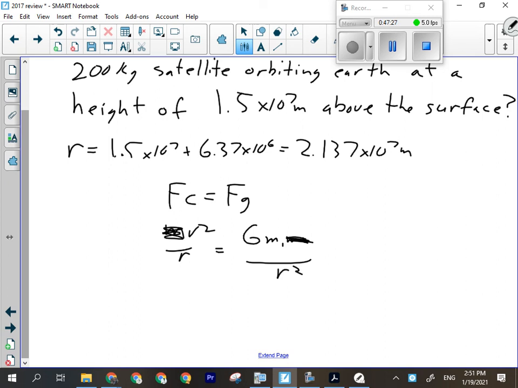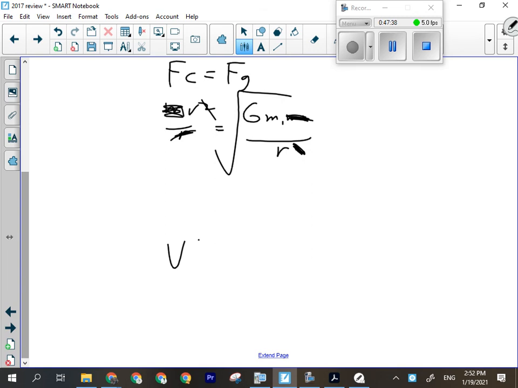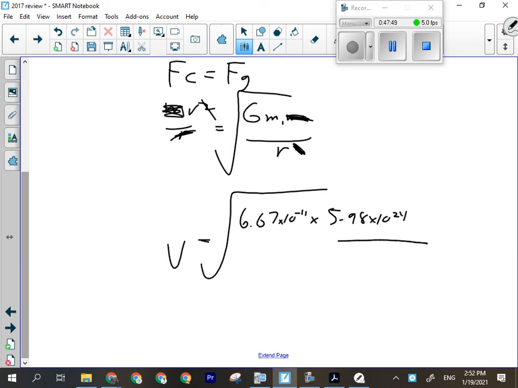So I'm going to multiply both sides by r. When I do that, the squared is going to cancel, and then I'm going to square root to get v. So when I plug in my numbers here, v is going to be 6.67 times 10 to the minus 11, big G, times the mass of the Earth, 5.98 times 10 to the 24 kilograms, divided by our 2.137 times 10 to the 7, and then square root all of that, and we'll get v.